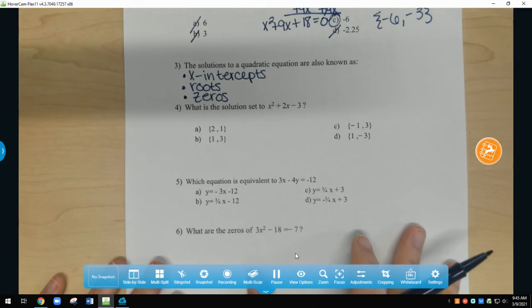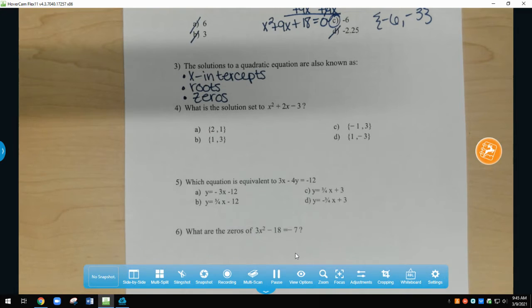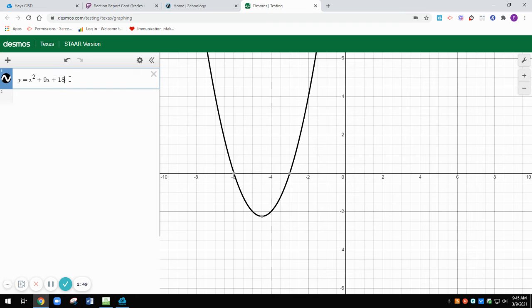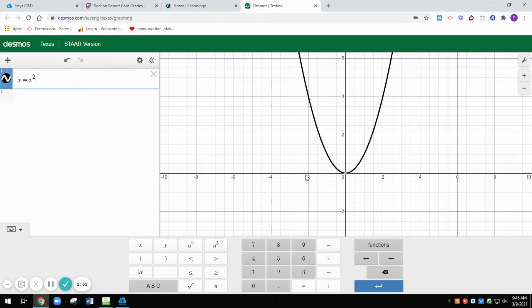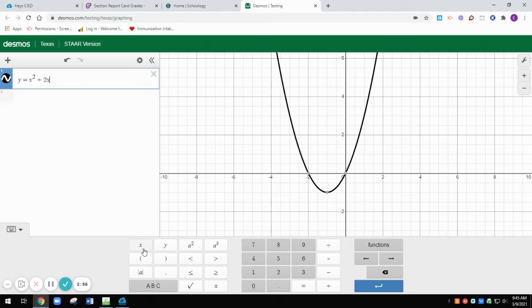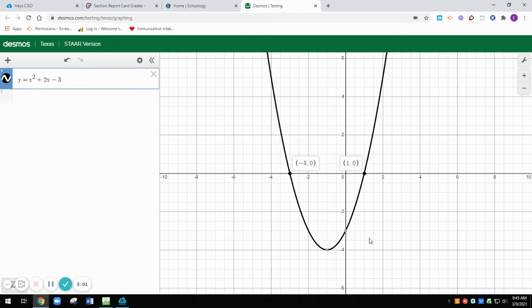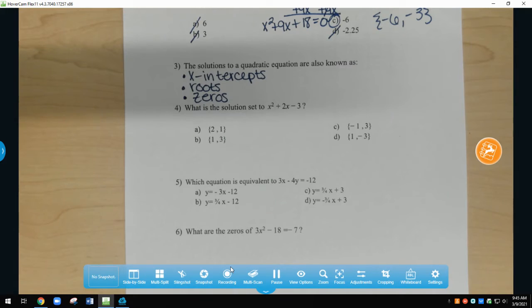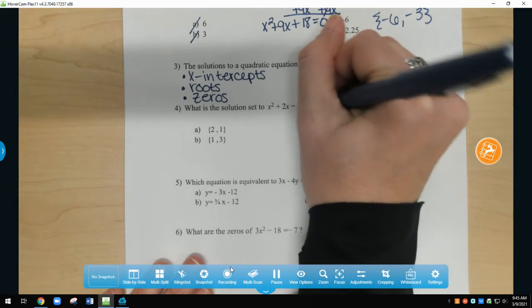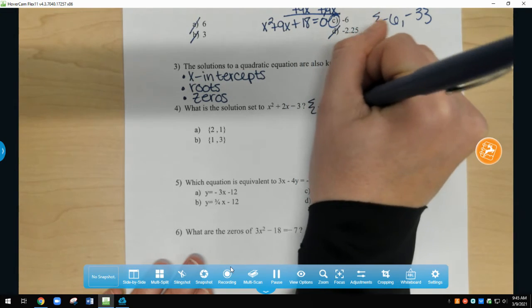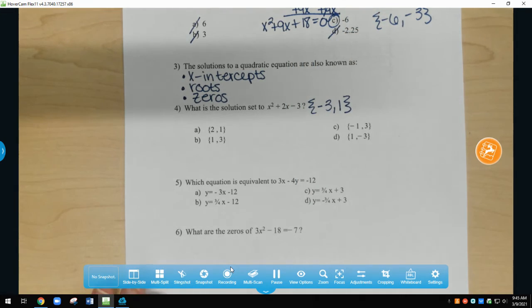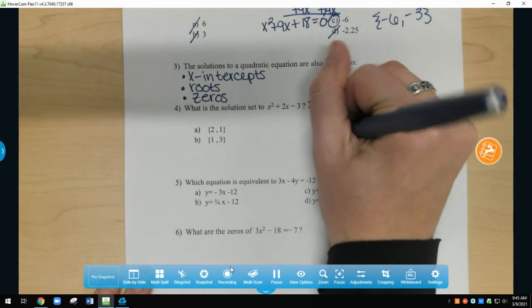Okay, what is the solution set to x squared plus 2x minus 3? So we can go ahead and put that in Desmos. So we have x squared plus 2x minus 3. So we have -3 and 1. So the only one that has both of those is D.